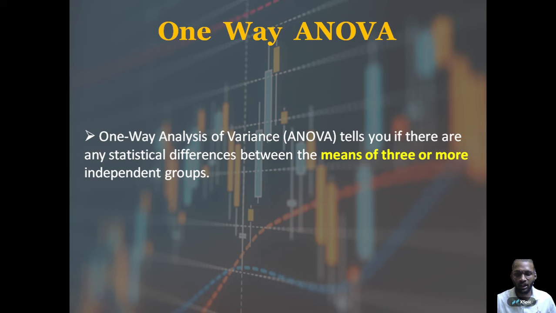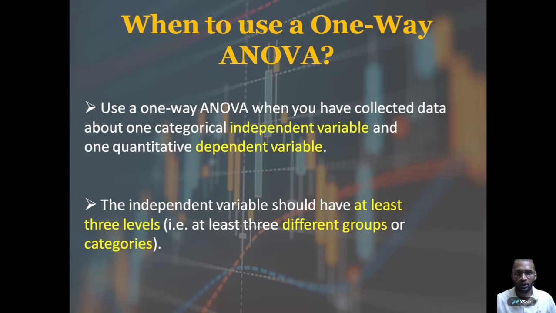So let us see what is one-way ANOVA. One-way analysis of variance tells you if there are any statistical differences between the means of three or more independent groups. So let us see when to use a one-way ANOVA. Use a one-way ANOVA when you have collected data about one categorical independent variable and one quantitative dependent variable. The independent variable should have at least three levels, that is, three different groups or categories.